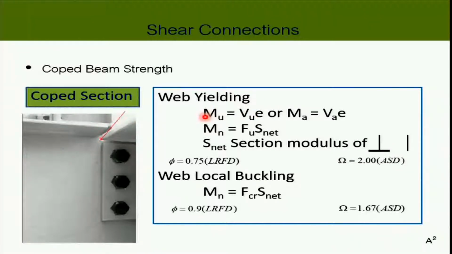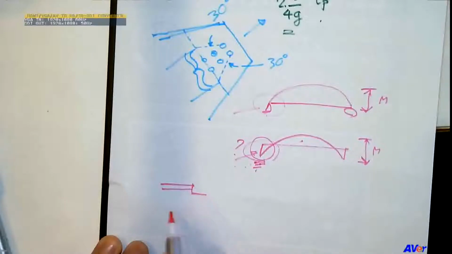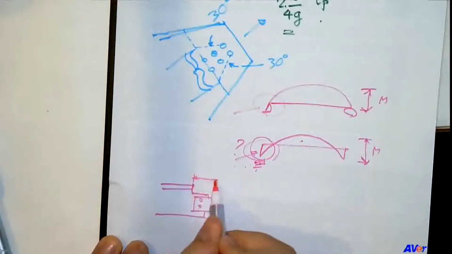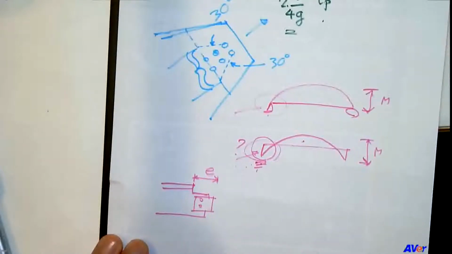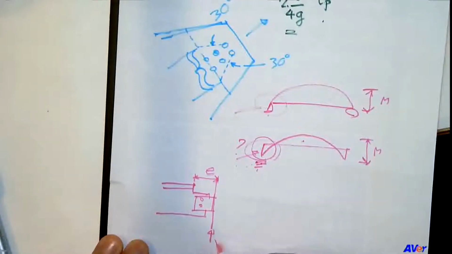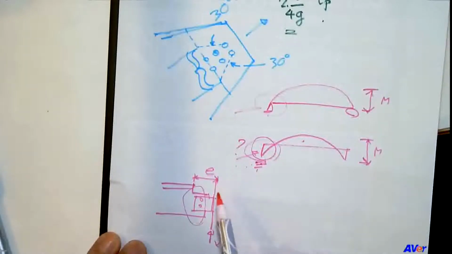Maybe I should draw something. So from that picture, we have something like this, right? You cope this, and then maybe our connection is like this. This becomes your E, right, to the face of the connection. And you have the shear here, so V multiplied by E is going to be M. Basically we check the moment capacity of this small portion, but E is not that big, so many times we are okay. Okay.